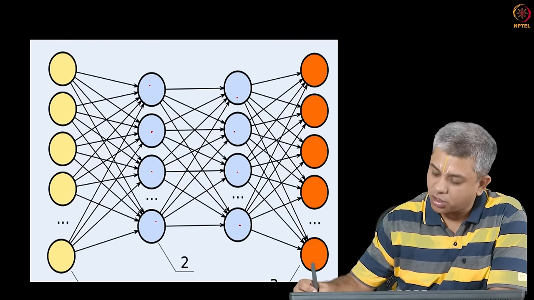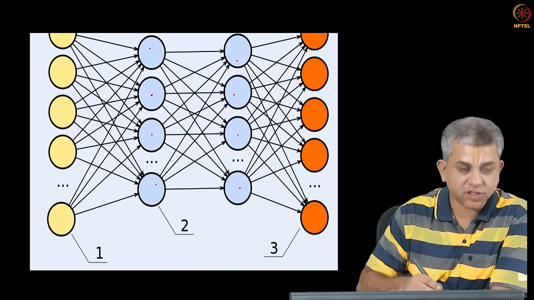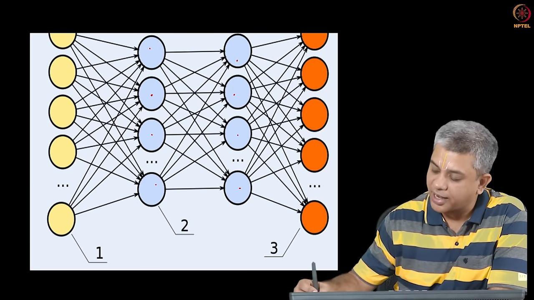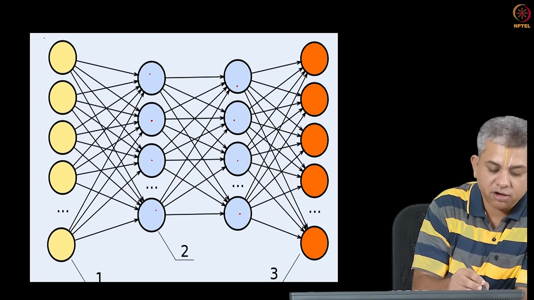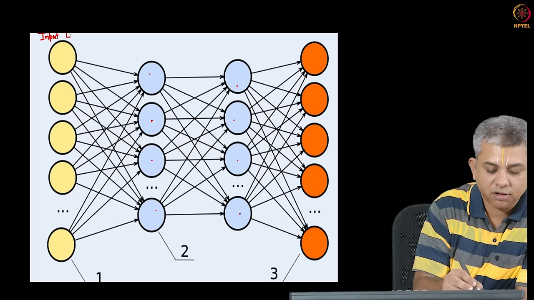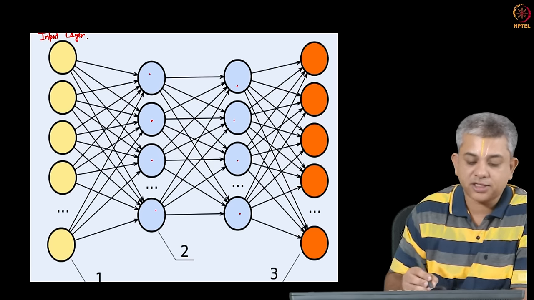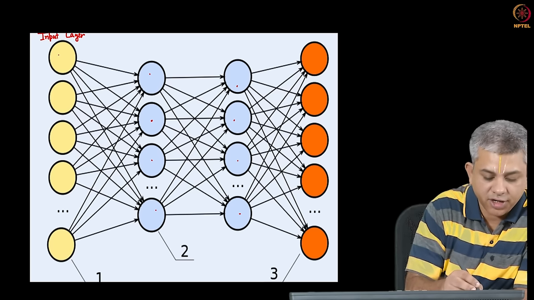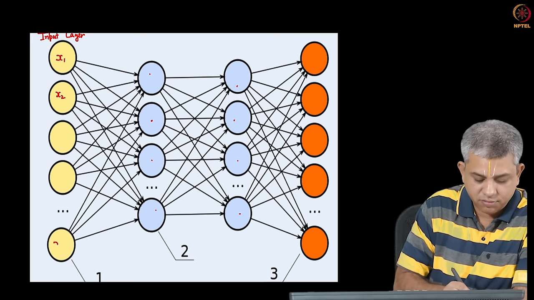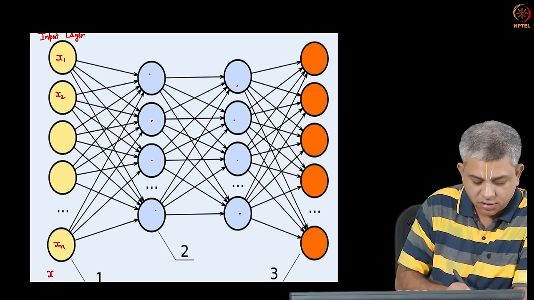Now, each of these neurons, or each of these layers, which are vertically concatenated, have a specific name. The very first layer is called the input layer. We had seen this during logistic regression, even in linear regression. So you will have multiple features. This is the input vector.